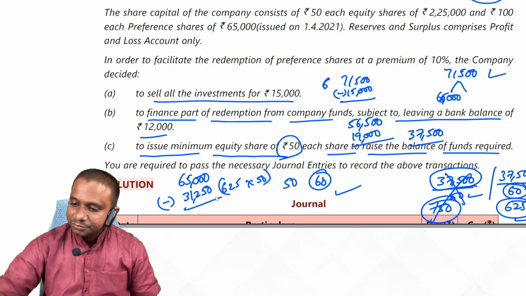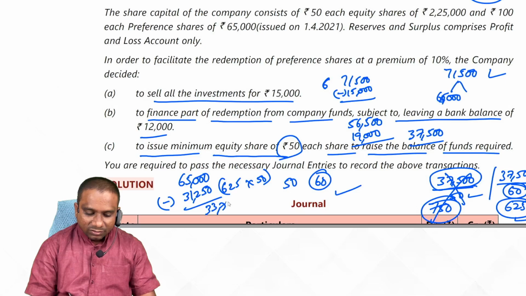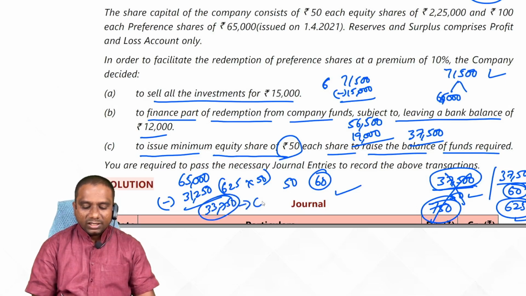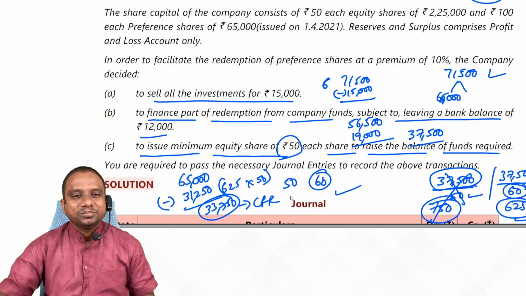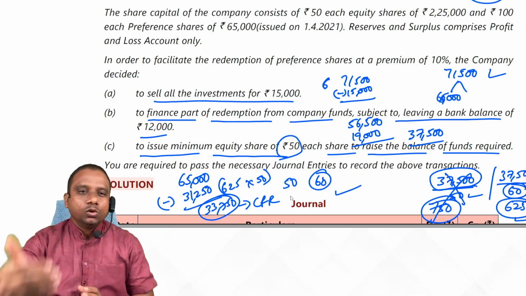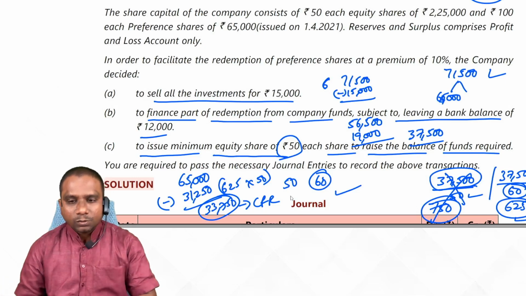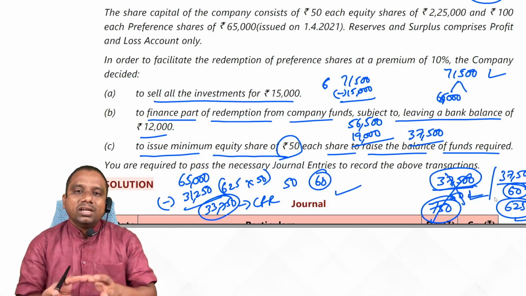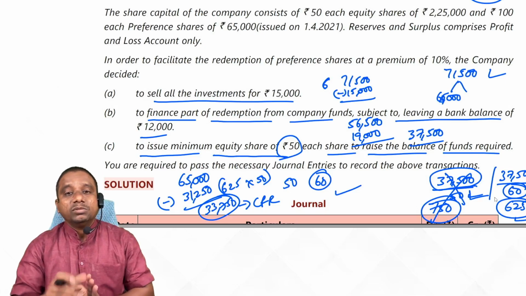Means 33,750 rupees you have to transfer to CRR. Yes or no, students? Just go through the problem once. But in this problem, they have taken only 50, because the face value is 50 and at the same time the issue price is also 50.